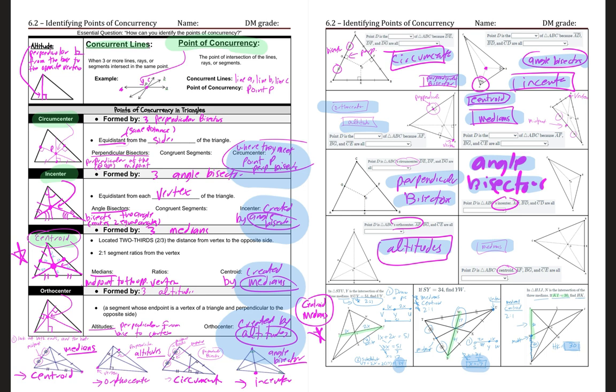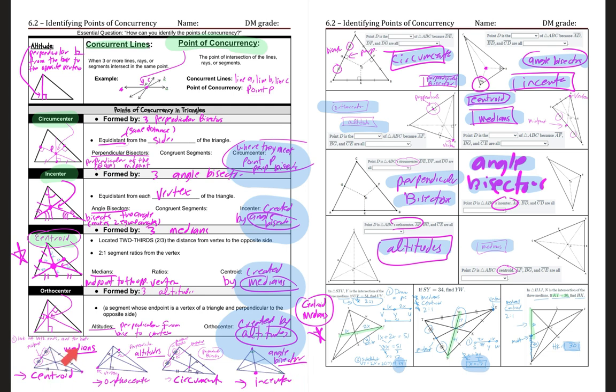Okay, now let's look at our second day of notes, 6.2. On this one, this over here is the main things that we need to focus on. We talked about points of concurrency, which is the point where the lines intersect. So if we had three lines that meet at the same point, we could call it the circumcenter, incenter, centroid, or orthocenter, depending on what it was formed by: perpendicular bisectors, angle bisectors, medians, or altitudes. So this is the main thing that we need to remember.